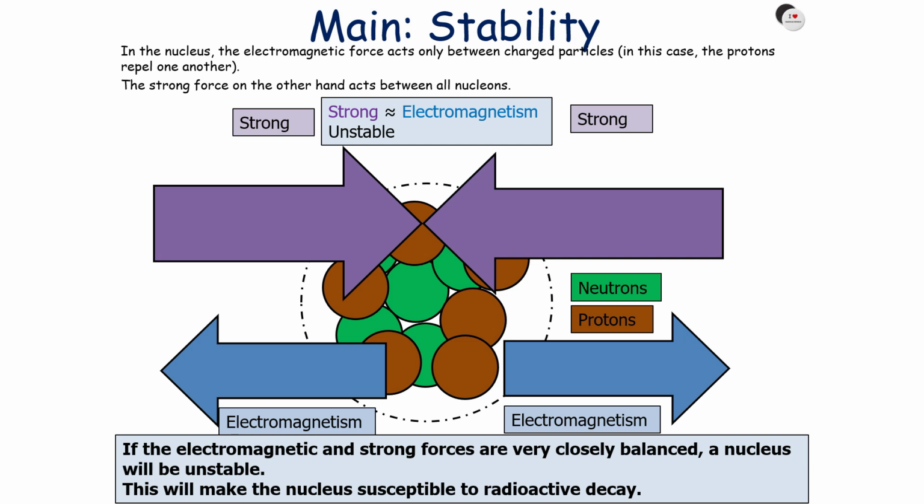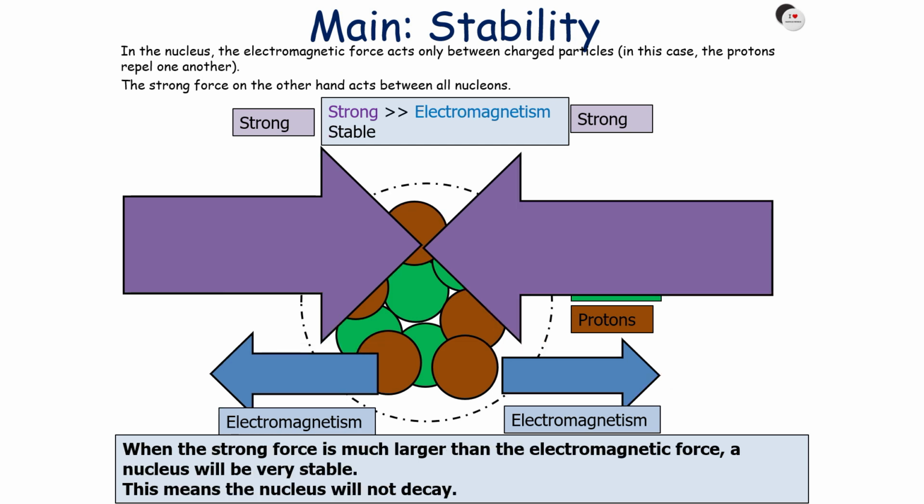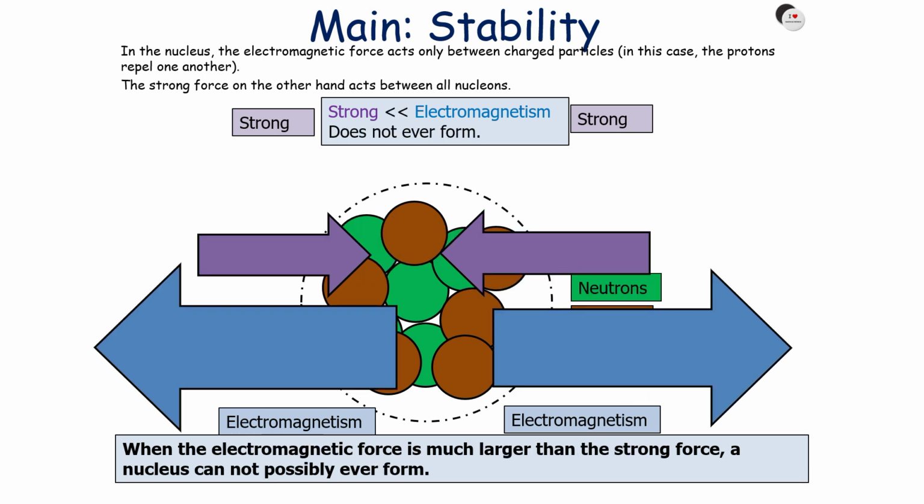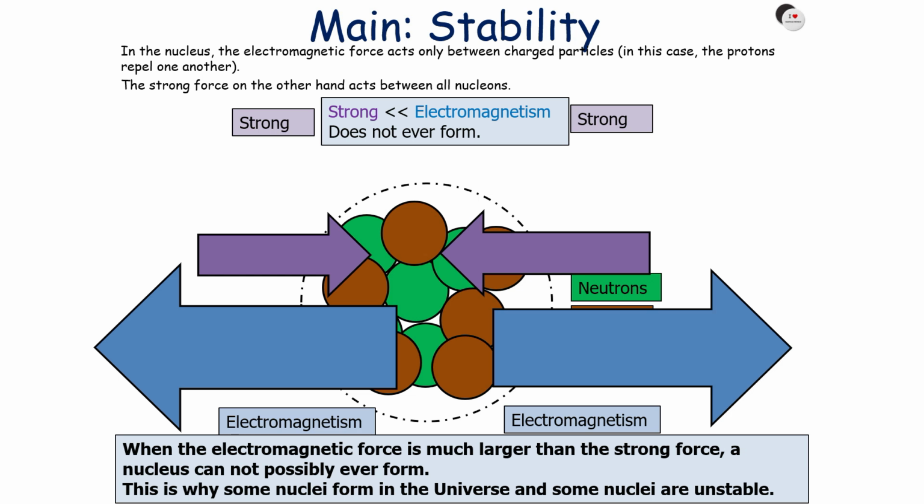Now if the electromagnetic and strong forces are very closely balanced, a nucleus will be unstable, so it will make the nucleus susceptible to radioactive or nuclear decay. So when the strong force is much larger than the electromagnetic force, a nucleus will be very stable and will not decay at any point. Whilst if the electromagnetic force was stronger than the strong interaction, well then the nucleus could never possibly form, because it would just be repelled and would blow itself apart. So this is why there are some stable nuclei in the universe, some unstable nuclei, and some nuclei configurations that just never form.